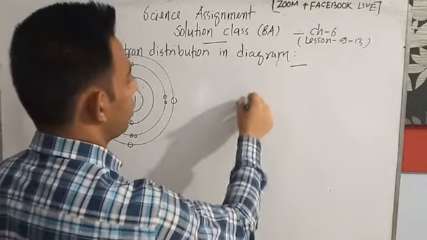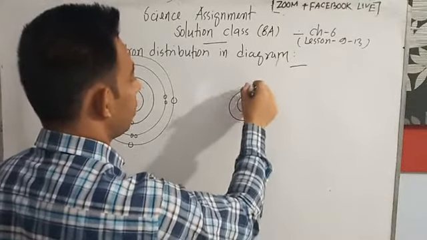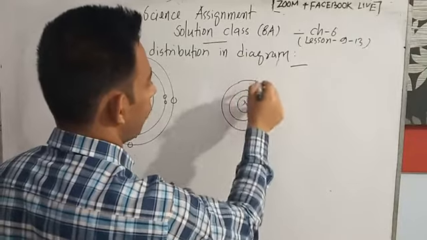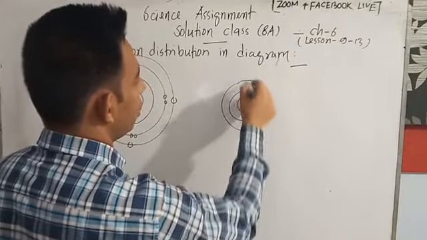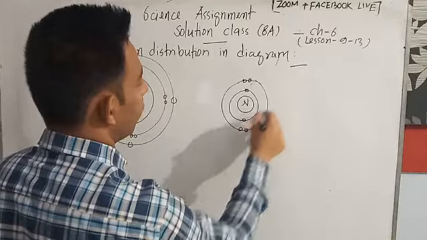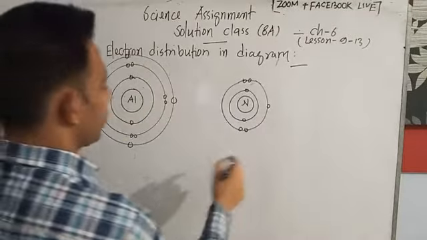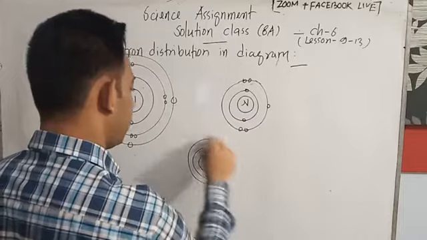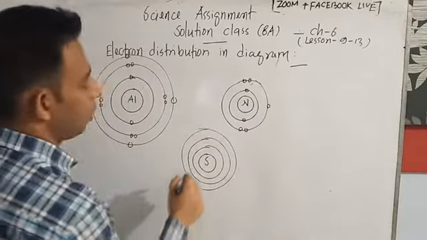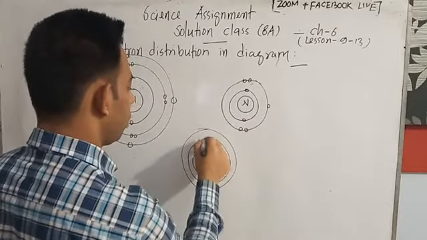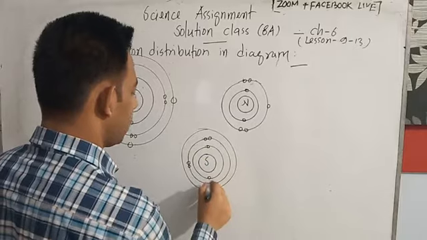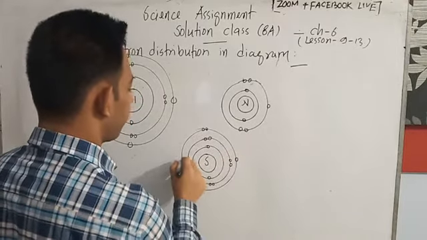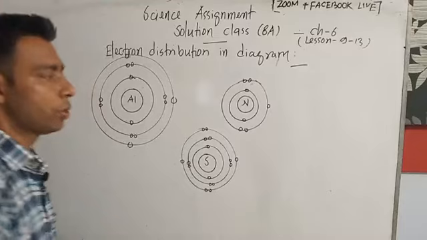Suppose the nitrogen: 2 and 5. This will be 2 and 5. Suppose it is sulfur: 2, 8 and 6. Suppose I draw this one, this one.